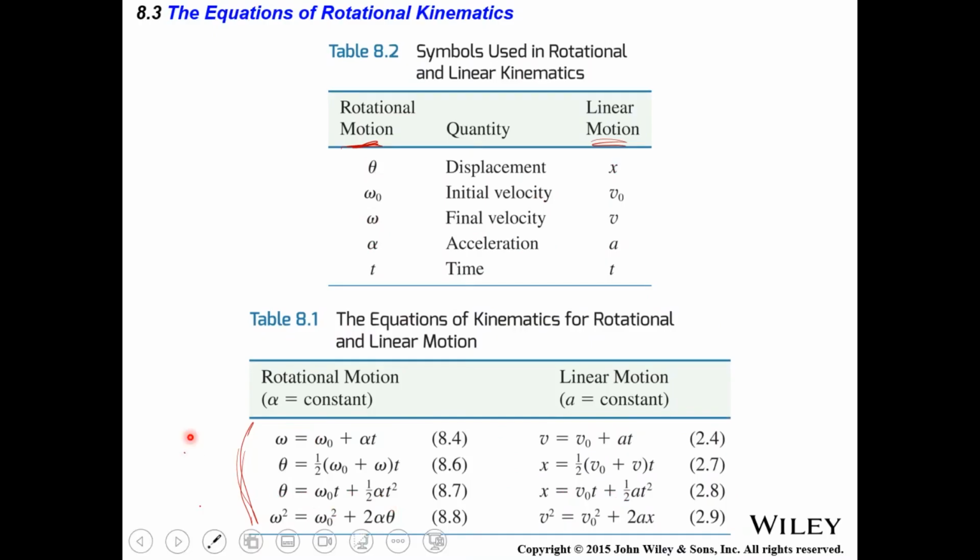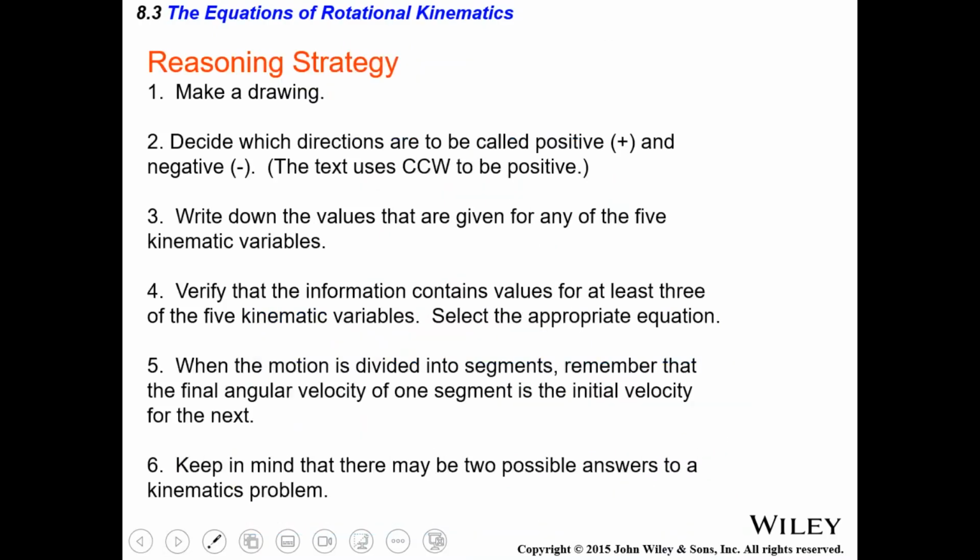So with this, we make a similar approach to chapters 2 and 3, where we choose our variables, define them, define the positive and negative direction. We write down the quantities that we know, and we select the equation that is suitable according to what is given to us. We select the appropriate equation according to what is given in the problem.